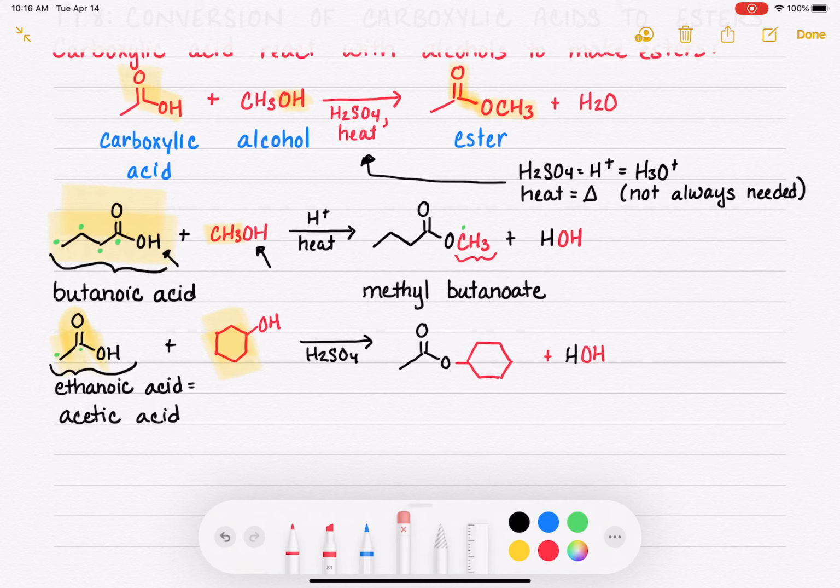And let's name this guy. So the carboxylic acid, ethanoic acid, that is going to become ethanoate. The beginning of the name of the R group, which is cyclohexyl ethanoate. These are tricky names. You could also use the common name acetic acid if you wanted to when you were naming this.